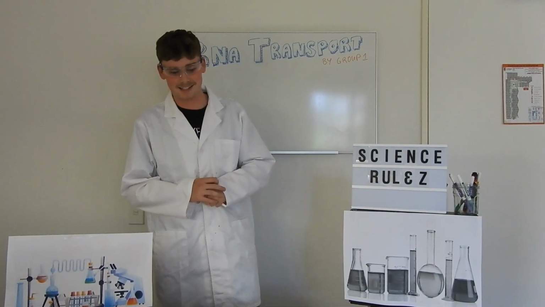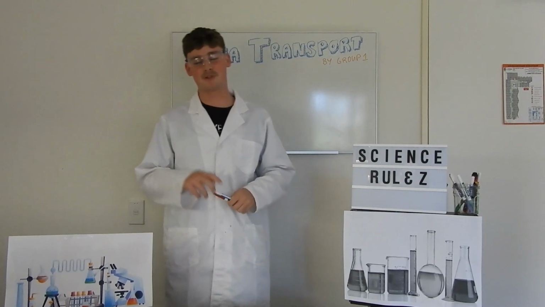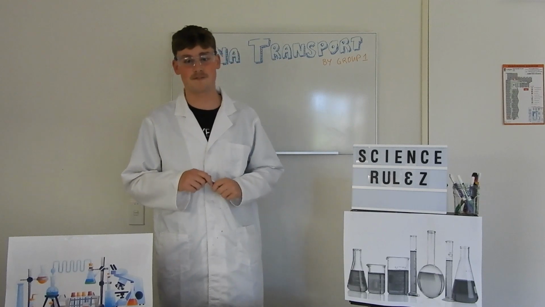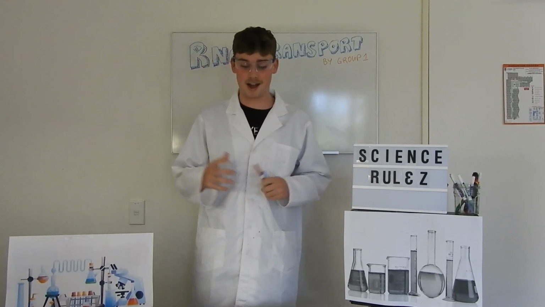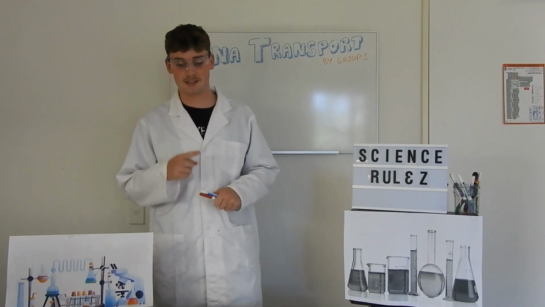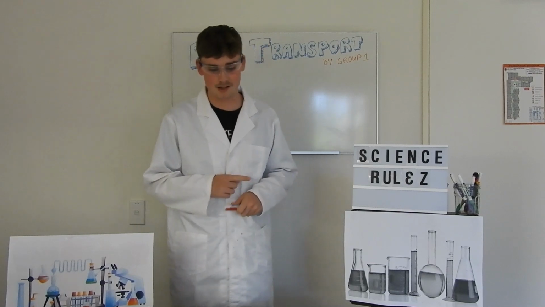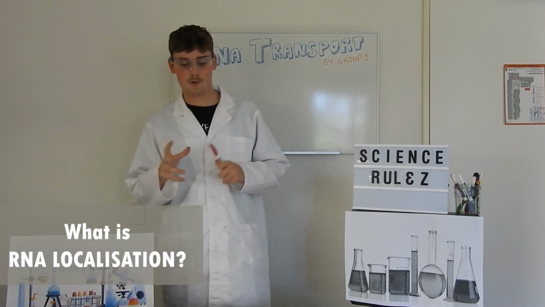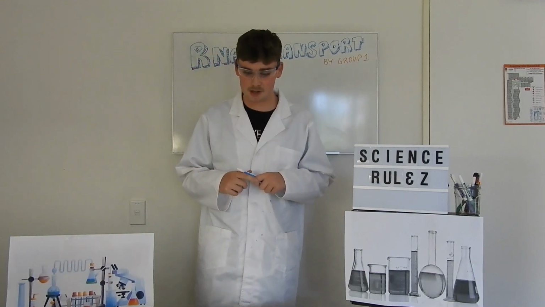Welcome to science class. Did you know that cells require precise spatial organisation of their cellular components in order to function efficiently? How is this achieved, you ask? Well, one key mechanism that is implicit is RNA localization. RNA localization is a fascinating process by which mRNAs are transported and anchored at precise cellular locations.